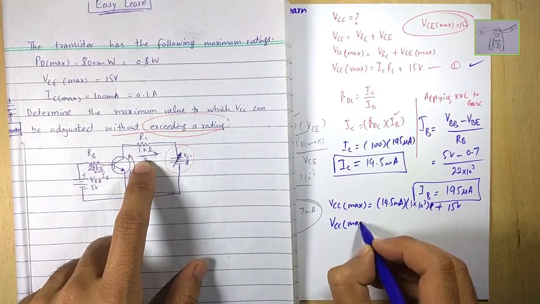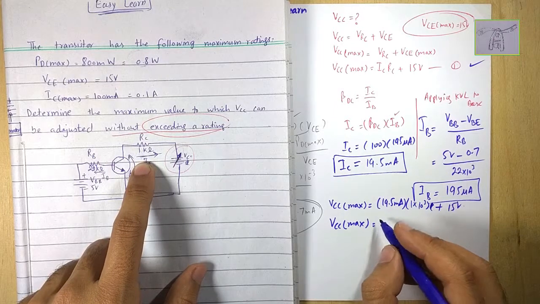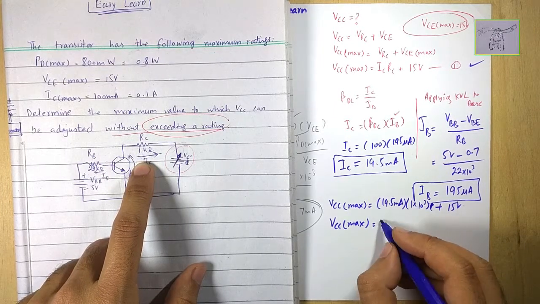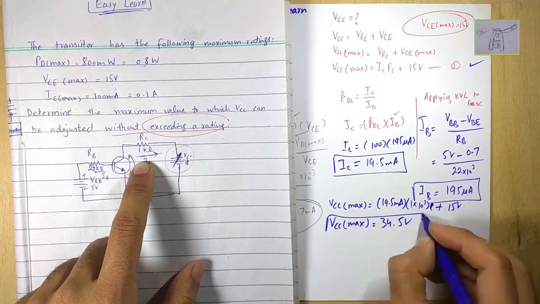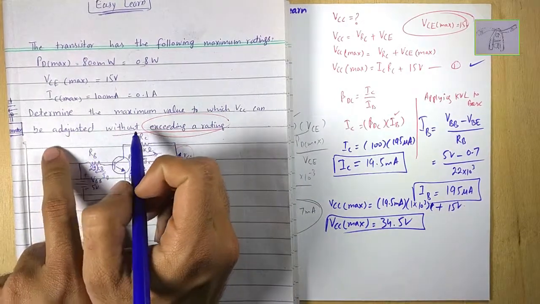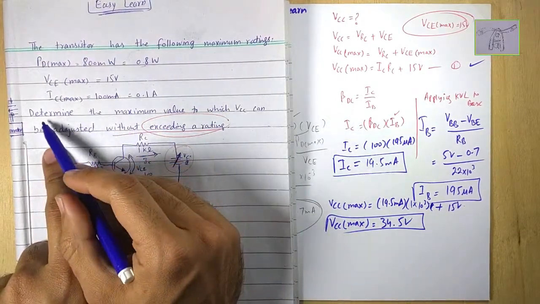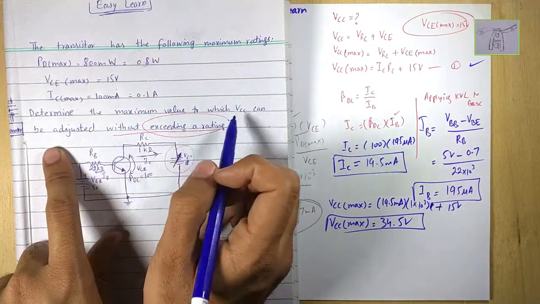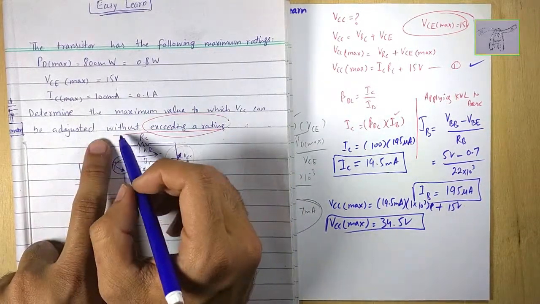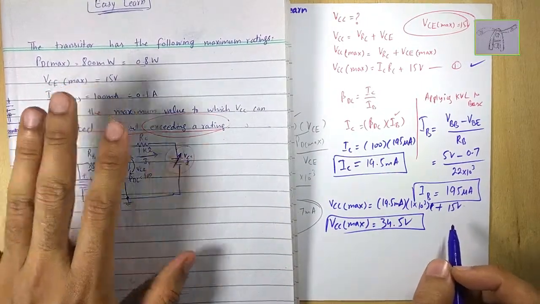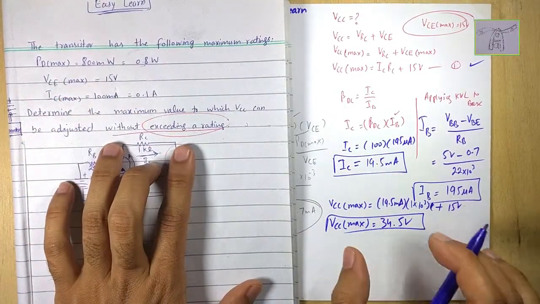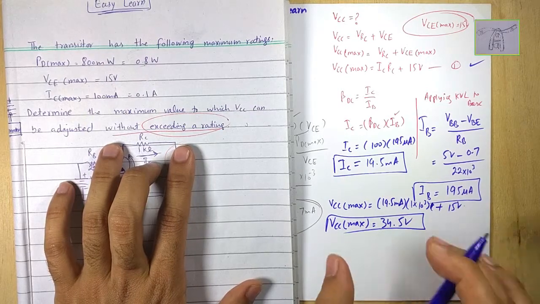The VCC maximum we can use is 34.5 volts. This is the answer. This is the first portion we calculated, that is required: determine the maximum value to which VCC can be adjusted. The next portion of the question is, let's check whether it is achievable and within the ratings.